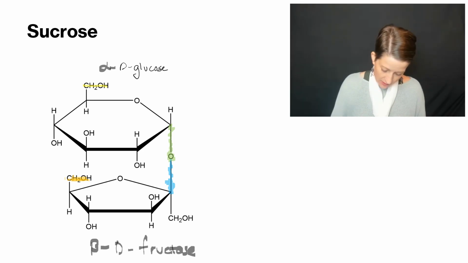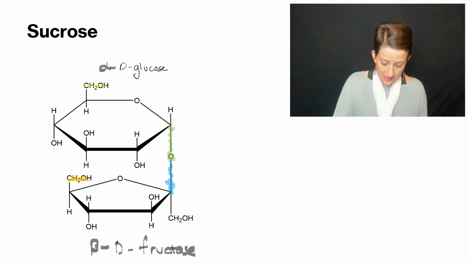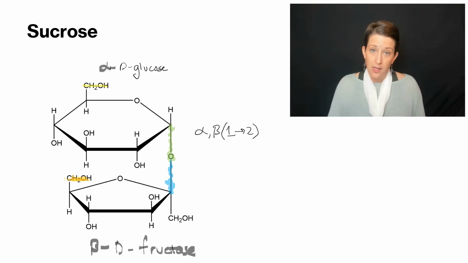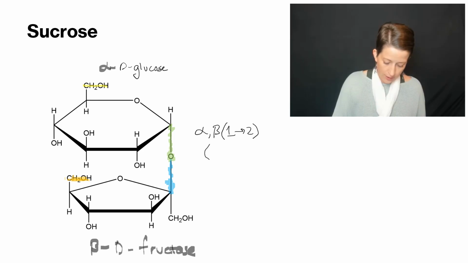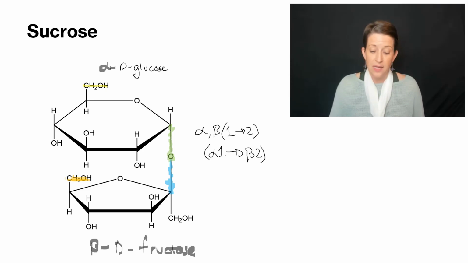The two different ways in which you can represent this linkage: alpha, beta, between carbons 1 and 2. They go in order, alpha 1, beta 2. Or, if you prefer, you can put the Greek symbol next to its number, so alpha 1 is bonded to beta 2. Both of these are an appropriate way to represent the glycosidic linkage that is occurring between glucose and fructose to make sucrose.